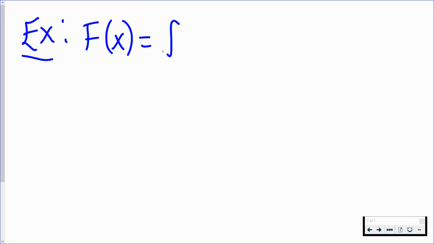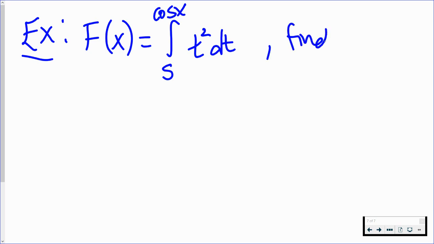Let's try another one. We'll do some trig this time. Okay, but not quite what you think, maybe. Let's try one of these where we're told f of x is the integral from 5 to cosine of x of t squared dt, and we want to find f prime of x.